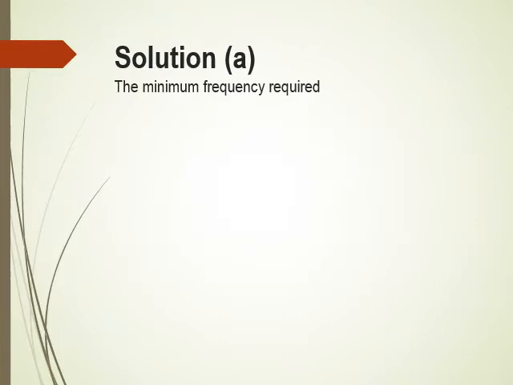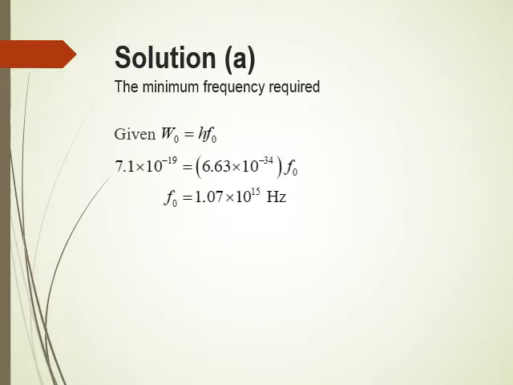To determine the minimum frequency required, first you must understand what is meant by minimum frequency. Minimum frequency does not represent the frequency of the incident light. It is a threshold frequency, which needs to be calculated by using the work function. Given W naught equals h f naught, substitute the values into the equation, and you will obtain the minimum frequency, which is the threshold frequency, equal to 1.07 times 10 to the power of 15 Hertz.